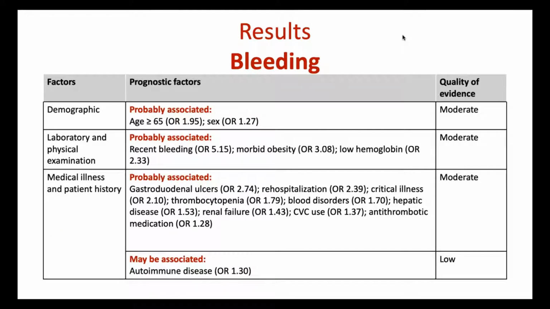We identified moderate certainty evidence for most of the prognostic factors that showed a probable association with risk of bleeding, such as recent bleeding with an odds ratio of 5.15, gastroduodenal ulcers that had been diagnosed in the past 3 months with an odds ratio of 2.74. Also, we found low certainty evidence that autoimmune disease may be associated with risk of bleeding with an odds ratio of 1.3.